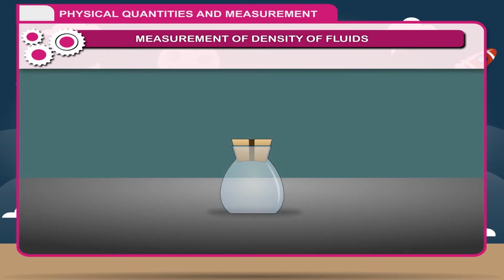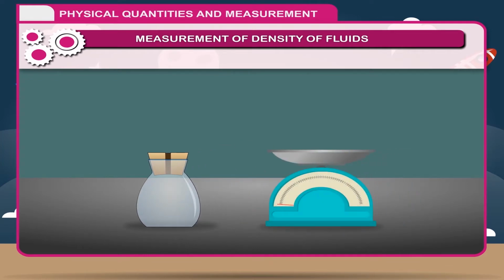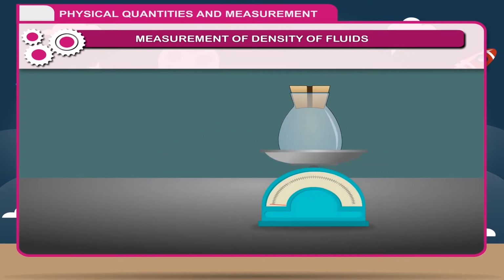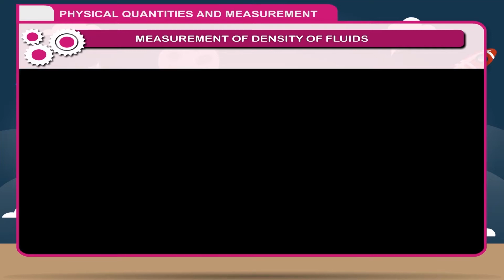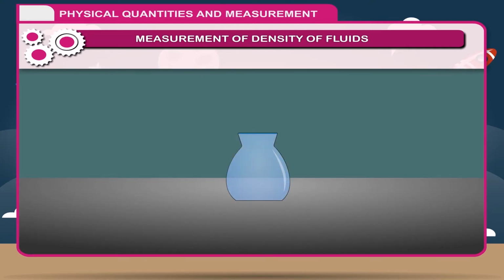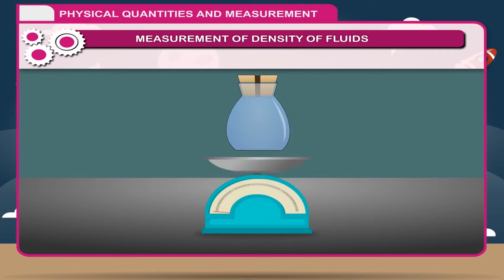1. Clean and dry the relative density bottle and weigh it with the help of a physical balance. 2. Fill the bottle up to the brim with liquid whose density is to be measured. Push the stopper gently into the neck of the bottle. The extra liquid which is coming out of it should be cleaned properly. Weigh the bottle containing liquid on the same physical balance.